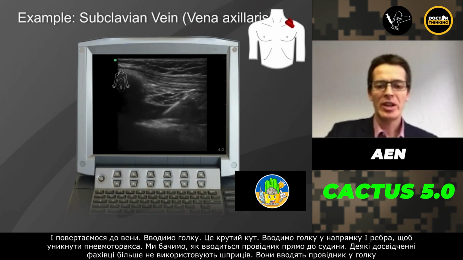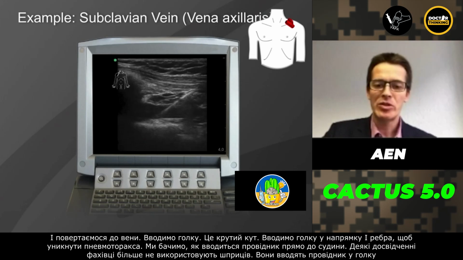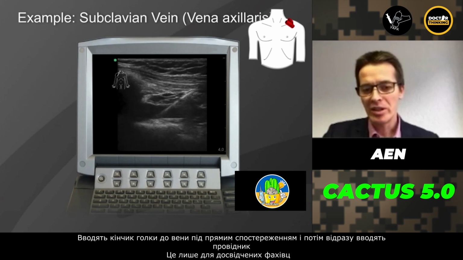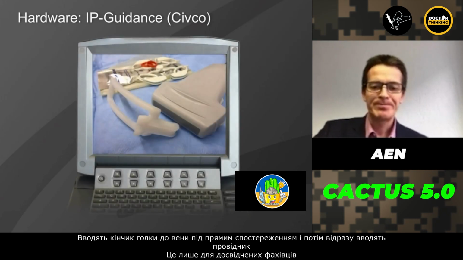And here again you can see how the guide wire is placed directly into the vessel. Some experienced users do not use syringes anymore on the needle. They pre-position the guide wire inside the needle and then place the needle tip inside the vessel under direct vision, and then insert the guide wire directly. This is quite smart actually, but only for experienced users.